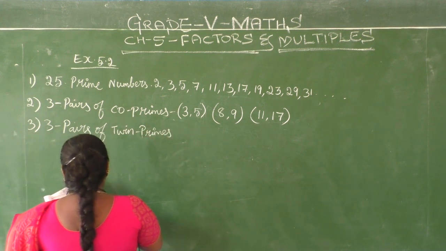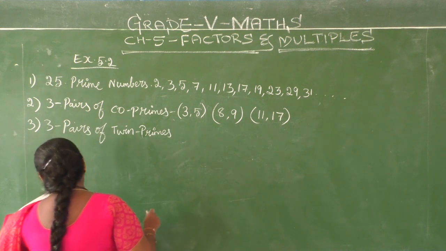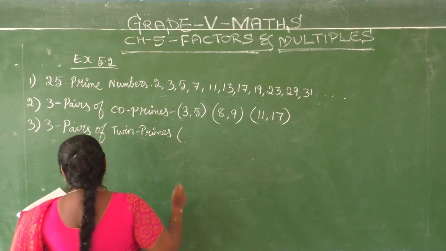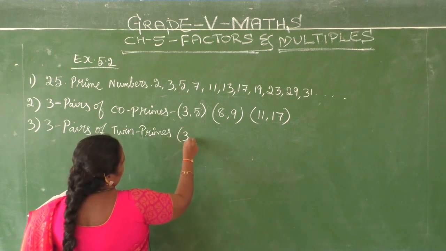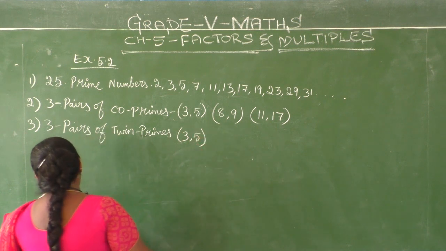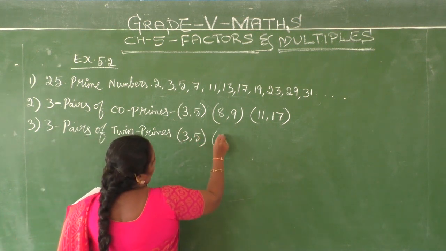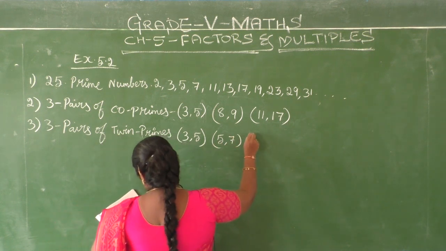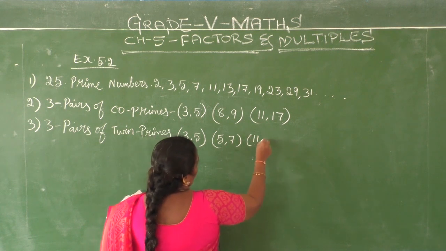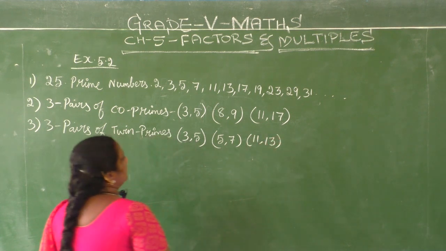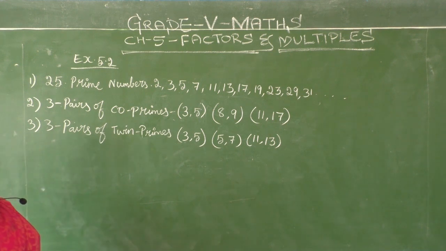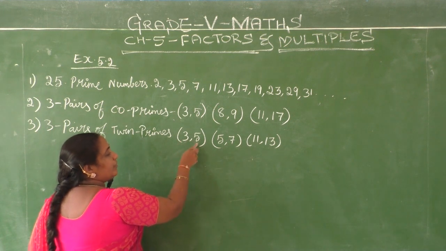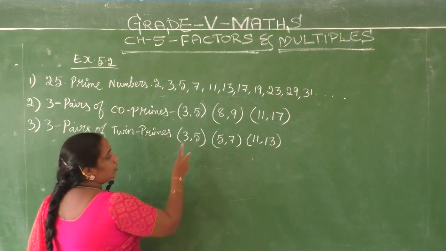Twin primes. As I told you, in twin primes you have to take only prime numbers. The first pair I am writing is 3 and 5. Second pair, 5 and 7. Third pair, 11 and 13. Twin primes means you have to take two prime numbers, and the difference between these two primes is 2.